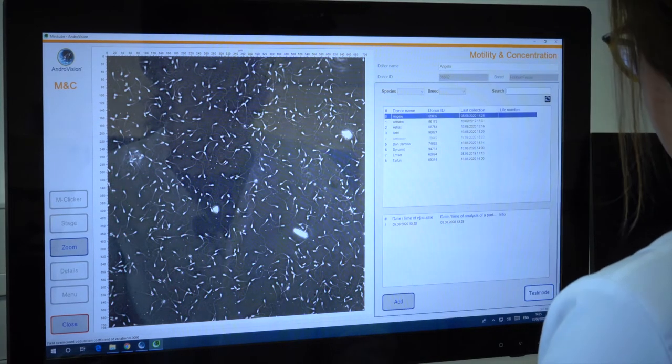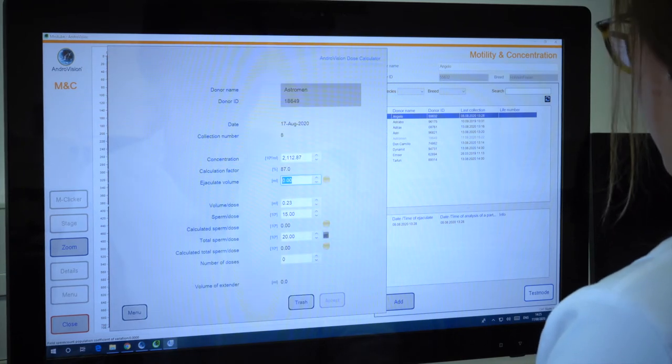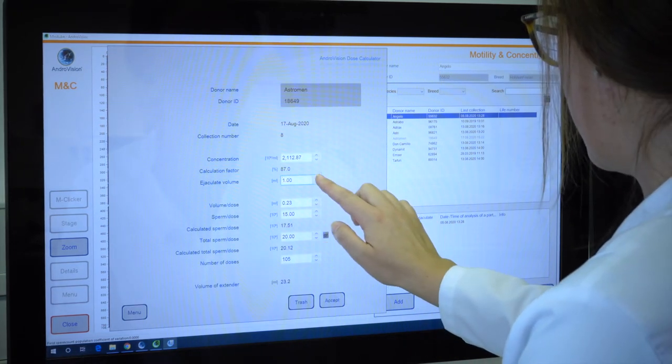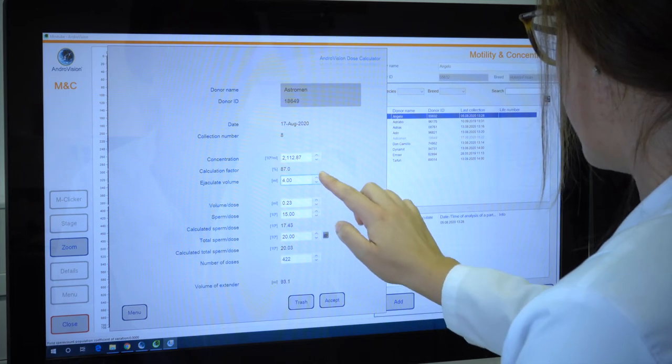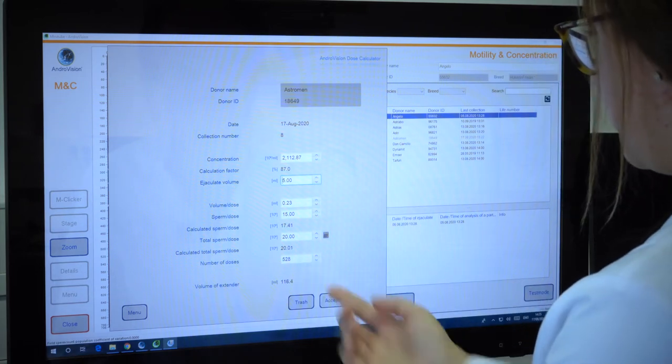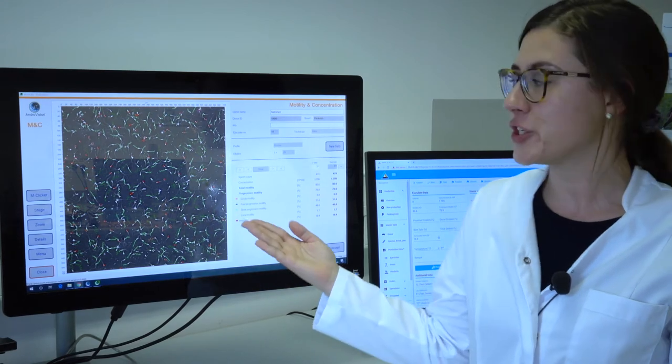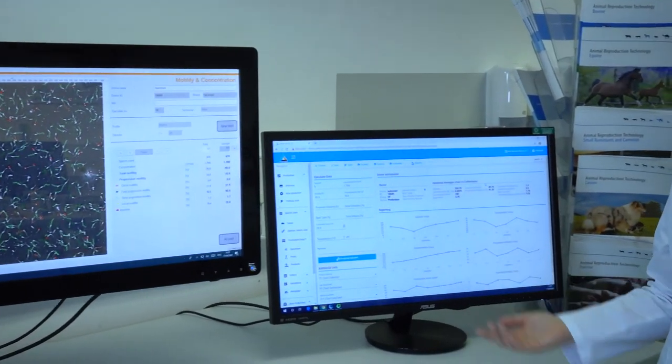AndroVision can be used as a standalone system. The integrated dose calculator calculates the amount of extender and the number of doses. Additionally, AndroVision can be linked to a lab management software.